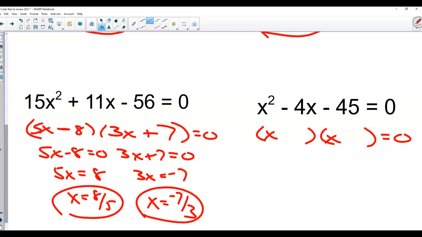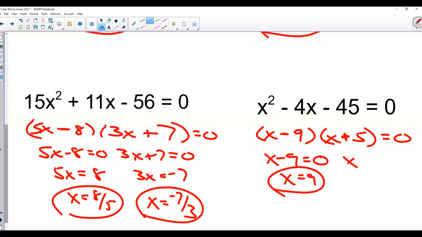Okay? My factors of 45 are 9 and 5, 3 and 15, and 1 and 45. I'm going to start with 9 and 5. I'm going to make the 9 negative and the 5 positive. And that gets me to a negative 4 in the middle. X equals 9. And x equals a negative 5. And that's guessing and checking.